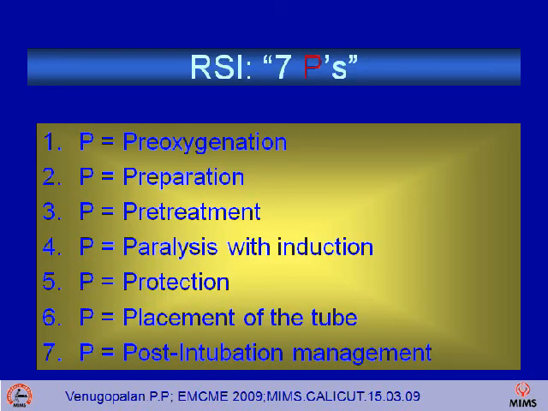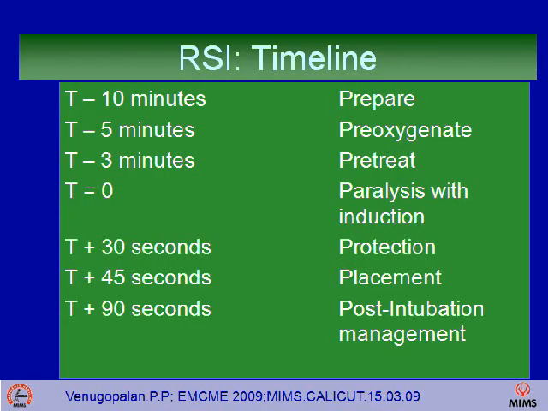The 7 steps of RSI can be remembered by just remembering 7 P's. This includes pre-oxygenation, preparation, pre-treatment, paralysis and induction, protection, placement of the tube, and post-intubation management.